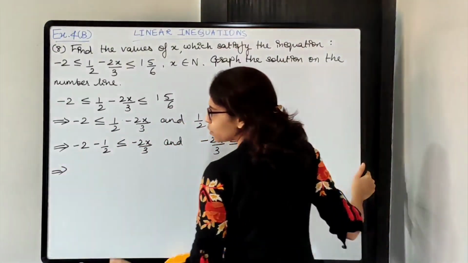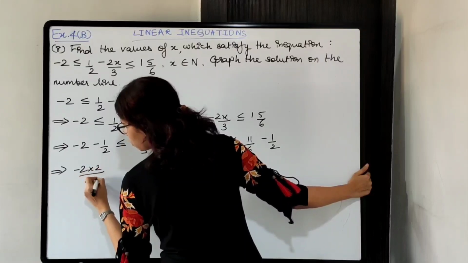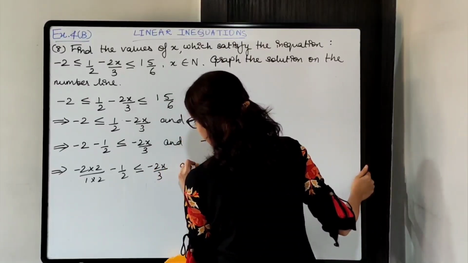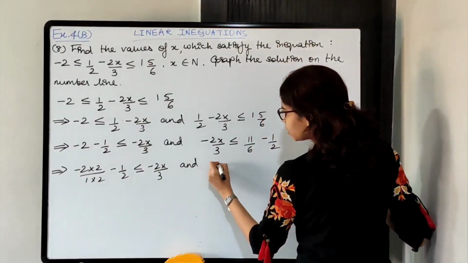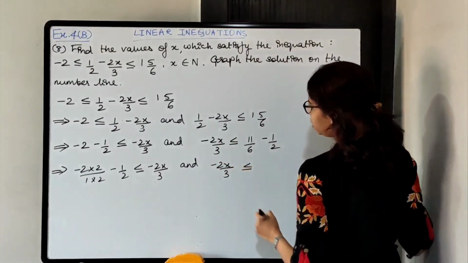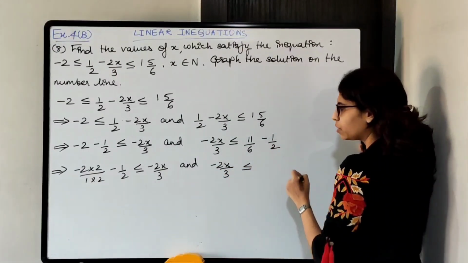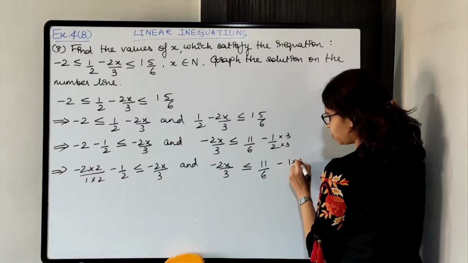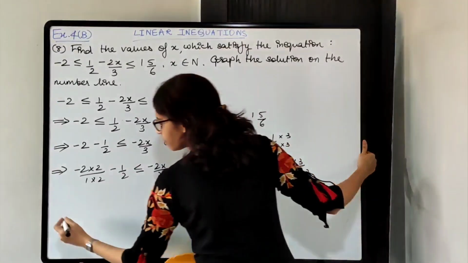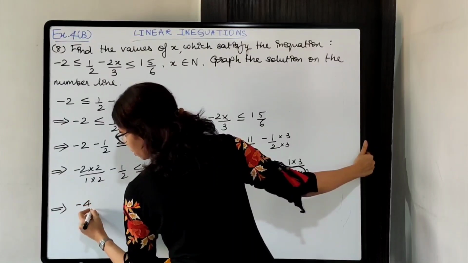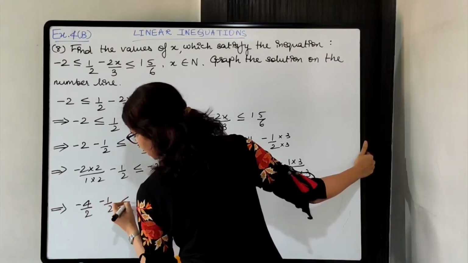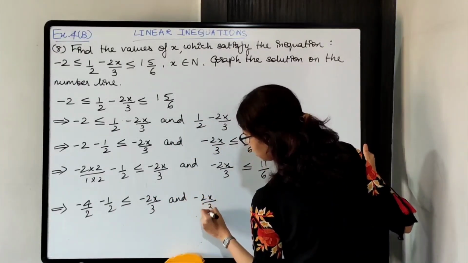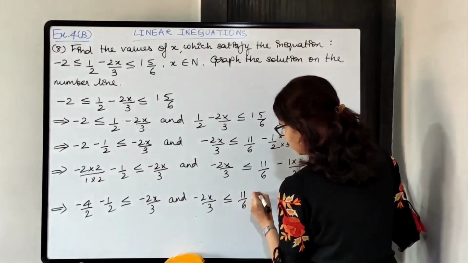Over here we'll take LCM, so -2 into 2 upon 1 into 2 minus half is less than or equal to -2x/3, and over here -2x/3 is less than or equal to, again we'll take LCM over here also, into 3 हो जाएगा. So 11/6 minus 1 into 3 upon 2 into 3. So -4/2 minus half is less than or equal to -2x/3, and -2x/3 is less than or equal to 11/6 minus 3/6.